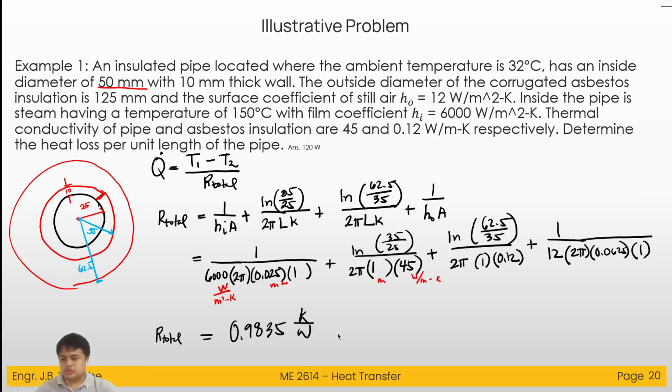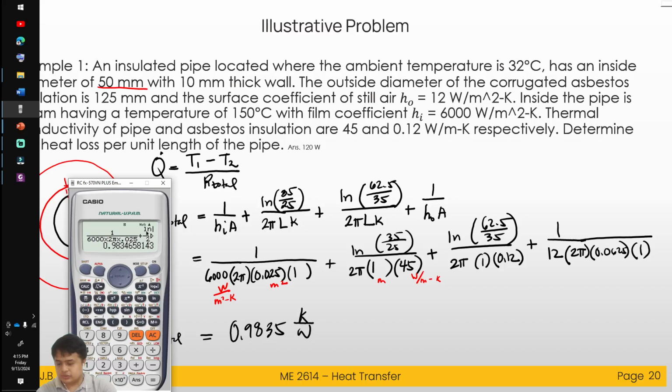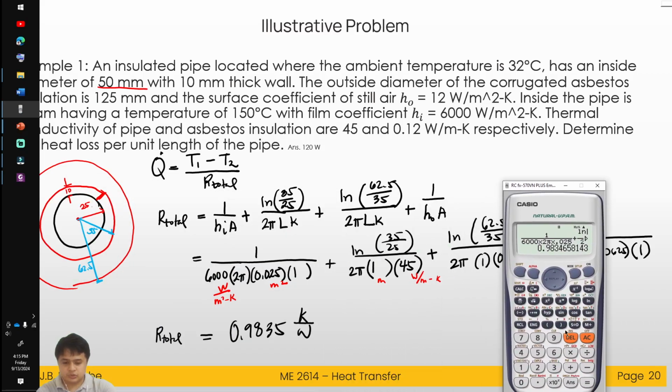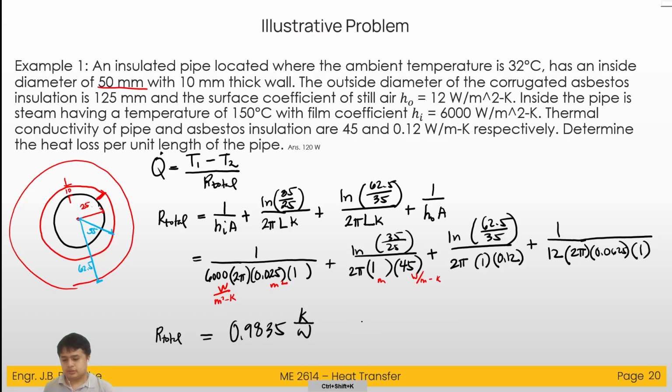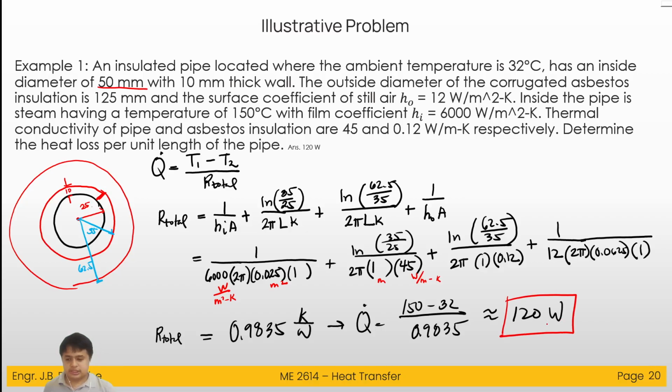Solving for this, we have a temperature difference of 150 minus 32 over 0.9835. To find the Q, 150 minus 32 divided by 0.9835 will be about 120 watts. Okay, it's that simple.